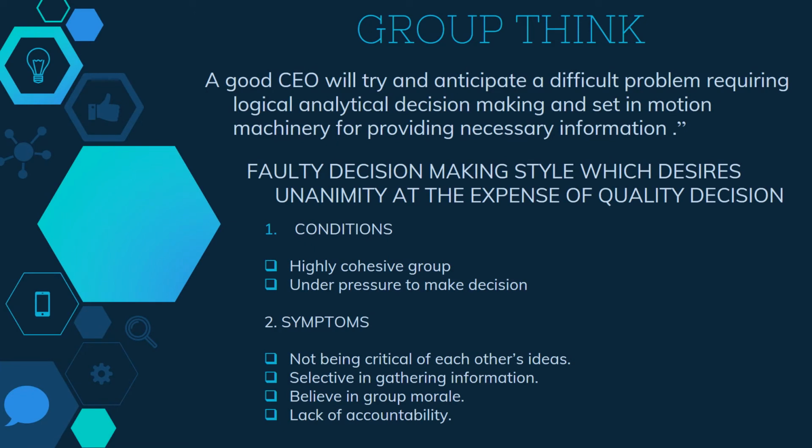More heads are better than one. Groupthink is a phenomenon when a group of people get together and start to think collectively with one mind. A number of problems are attributed to groupthink. Some of the group decision-making problems include conditions and symptoms.